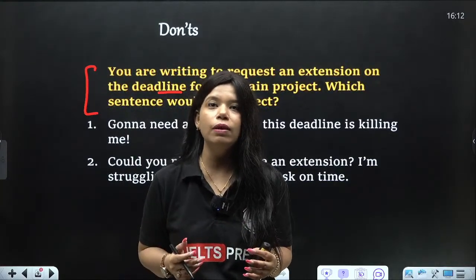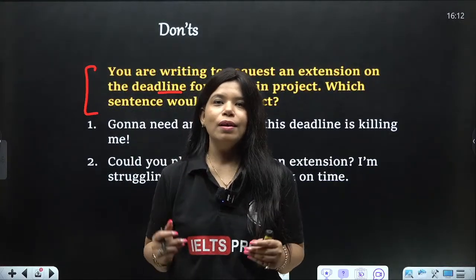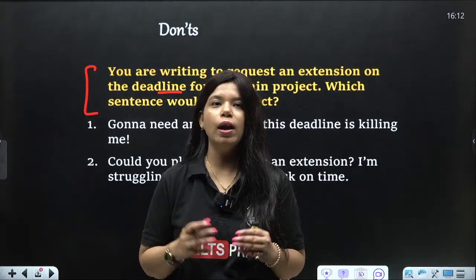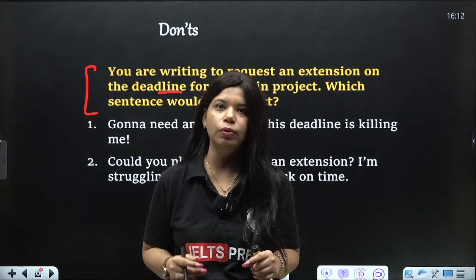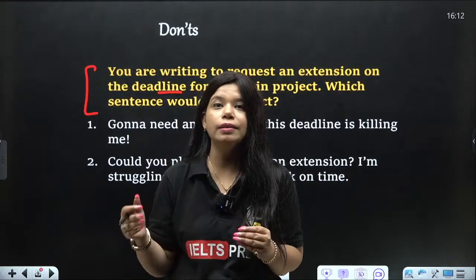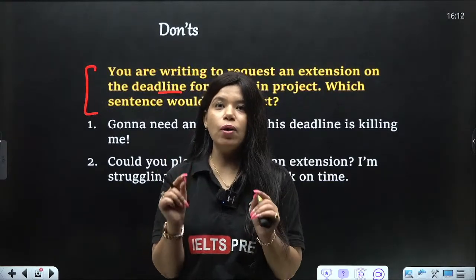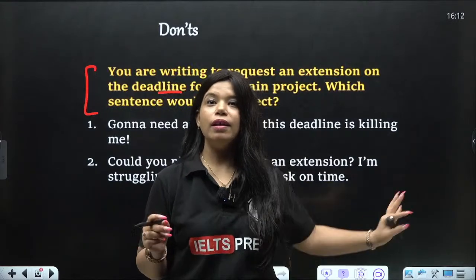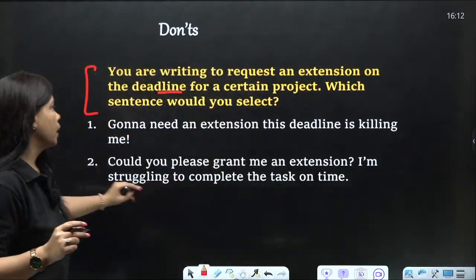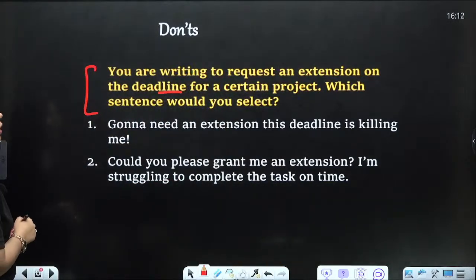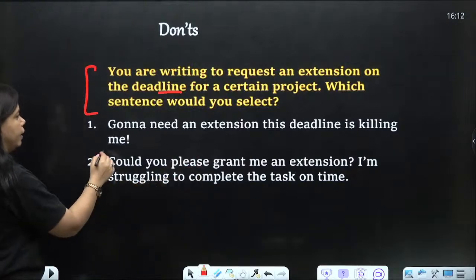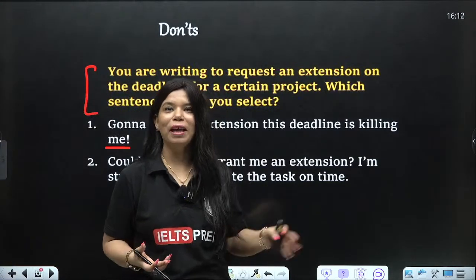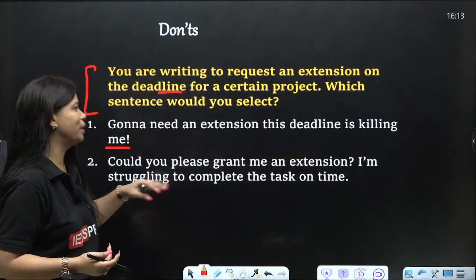We need to tell our bosses that okay, आपने 10th जून तक बोला था ये काम खत्म करने को, but please मुझे extension दो. I need time till 20th of June. So extension means I need some extra time. Now, if you want that kind of extension and you are writing an email for it, then what's the right option? Look here. So number 1 says, gonna need an extension. This deadline is killing me. For sure, the deadlines do kill us sometimes, but yes, this is option number 1.